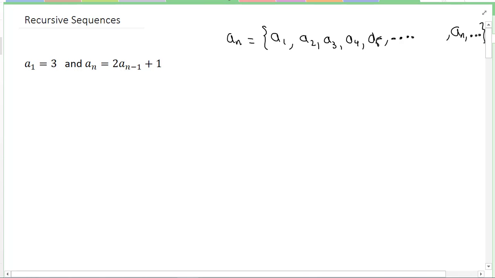So notice that for a sub 5, if n was 5, the term before it is a sub 4. If n was 3, I get a sub 3, and the term before it is a sub 2. So when I have a sub n, regardless of what n is, the term before it is a sub n minus 1. So that's essentially how a recursive sequence works: you're given your a sub n term with respect to the previous term. So here, when you see a sub n minus 1, that's the previous term.